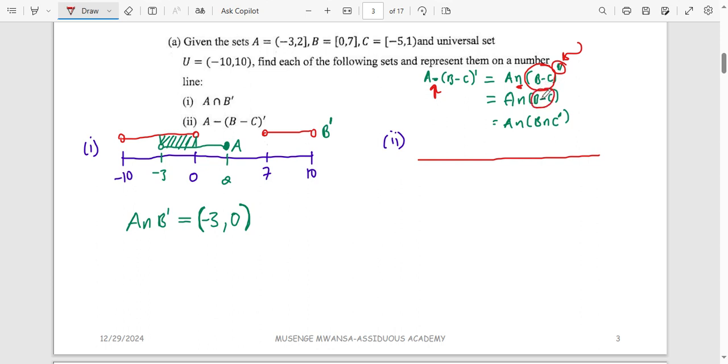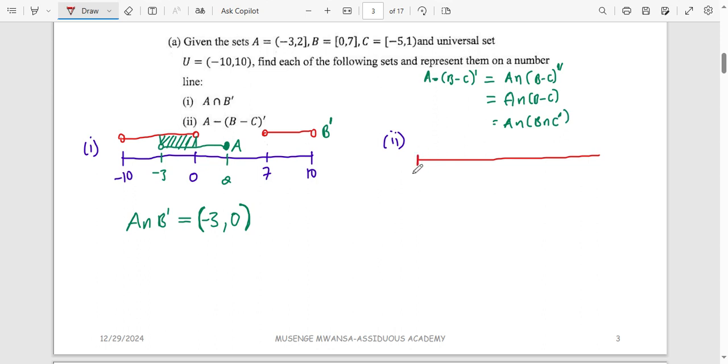Now this B minus C again, if you change the minus, it will be intersection. The C is now the only one that will carry the complement because the minus was on C. That makes sense? Okay, good. So again, you can see for this one, we've got A intersection B intersection C complement.